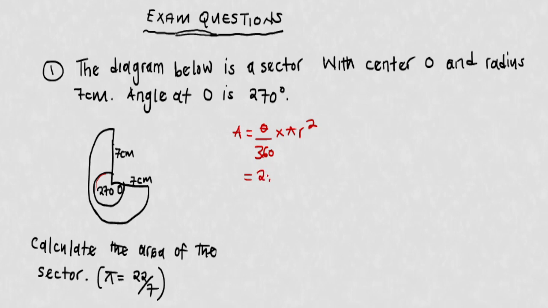So 270 degrees over the 360, then multiplied by pi. Now in this case we've been given pi to be 22 over 7. So 22 over 7 multiplied by radius squared. Our radius is 7, so it is squared, so it will be 7 by 7. So you know the 7 goes, the 7 goes, then 0 goes, 0 goes. We can now simplify what remains.